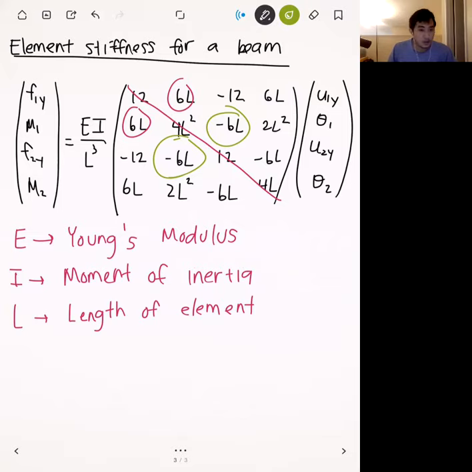All right. And so that's the element stiffness matrix. And so remember, whenever we're doing a finite element problem, we always start with this. We always basically plug into this guy and then use that to solve the rest of the problem.